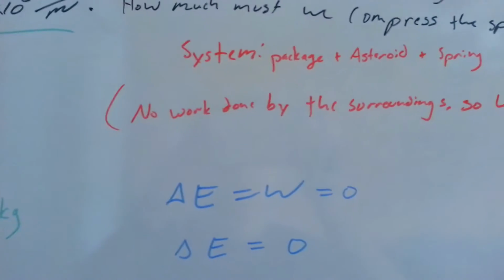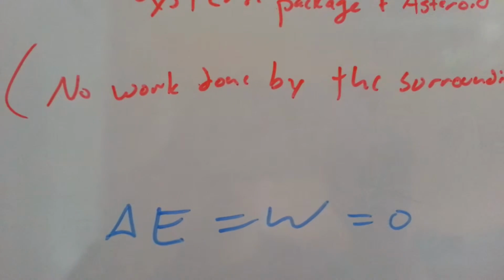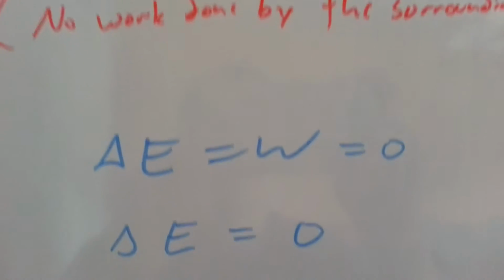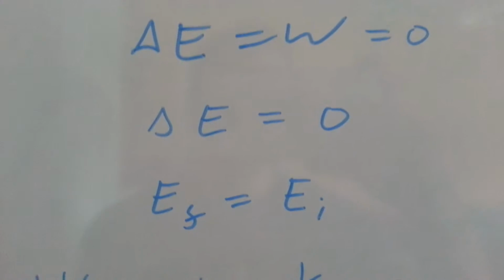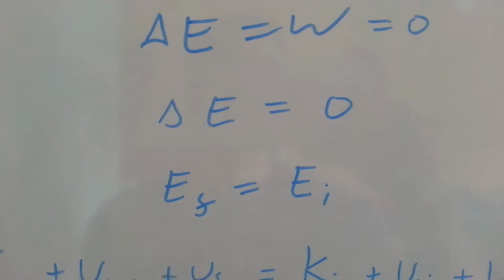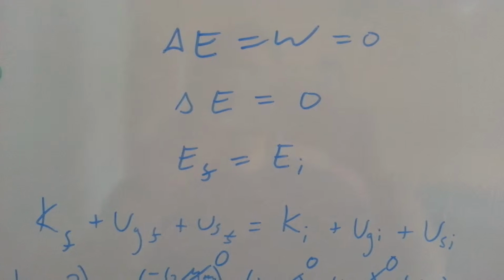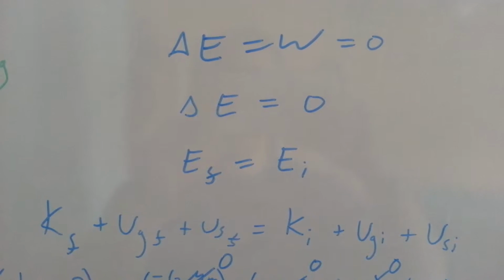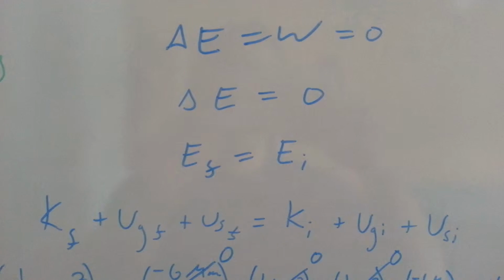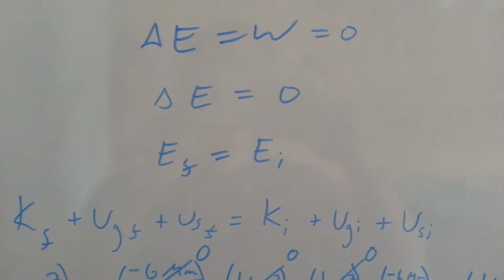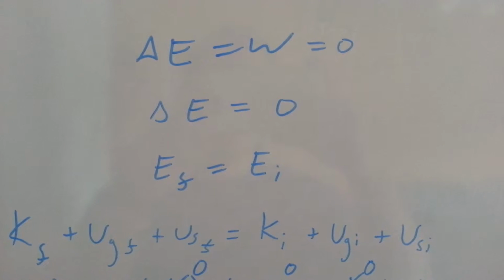Let's get started. We're going to start with a fundamental principle, which would be the work energy principle. It has delta E equals work, but work equals 0, so delta E equals 0. Then you can split that up into the final energy equals the initial energy. You can expand that to get the final kinetic energy plus the final gravitational potential energy plus the final spring potential energy equals the initial kinetic plus the initial gravitational potential plus the initial spring potential.